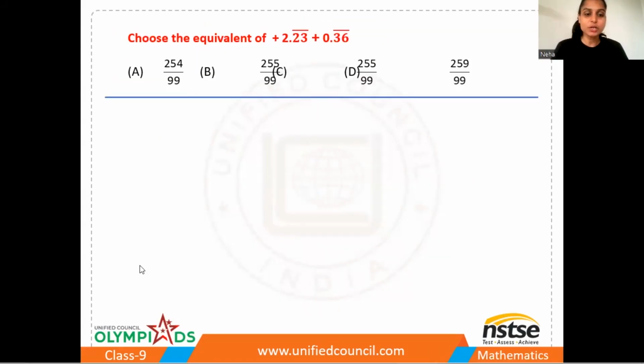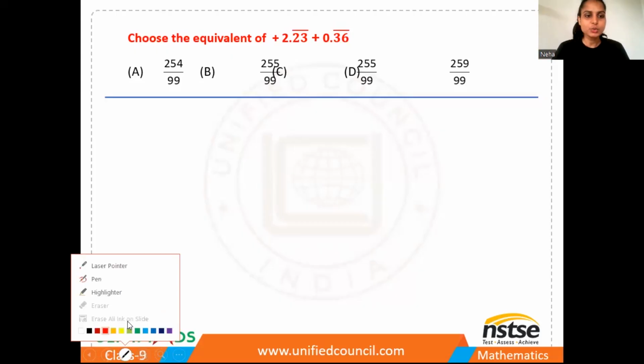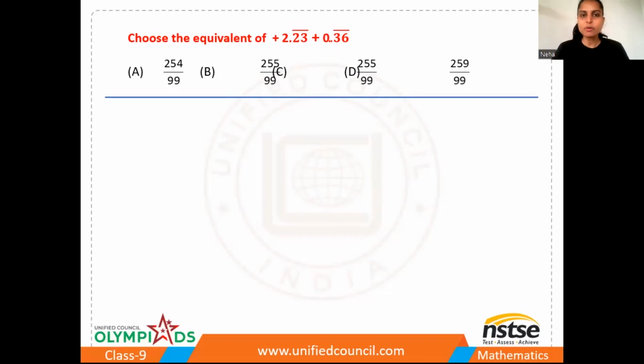Perfect. Here, students, on the screen you can see our first question. The first question says to choose the equivalent of 2.23 bar plus 0.36 bar. So there you can see a bar on some numbers. First of all, what is the meaning of bar? Bar means these numbers are repeating. That means 2.23 bar means 2.23, then 23, then 23, and then 23, up to infinity. That means these two digits are repeating till infinity. So in this situation, we always use a bar symbol.